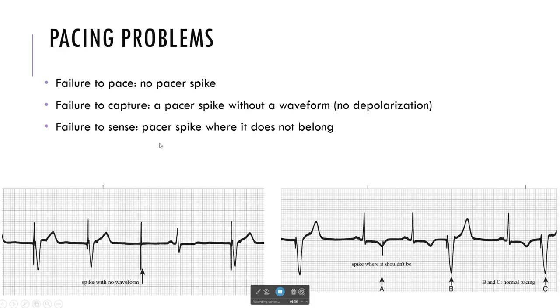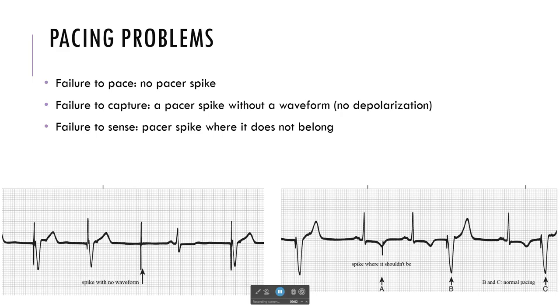So failure to capture is the pacemaker going bzzzt to the heart, and I get depolarization. And when you have failure to capture, you get a pacer spike. So the pacer spikes where it's supposed to, and the heart didn't do anything, because that is an intrinsic beat. I should have an immediate beat after. That's failure to capture. And the problem with that is we're going to have decreased cardiac output with that.